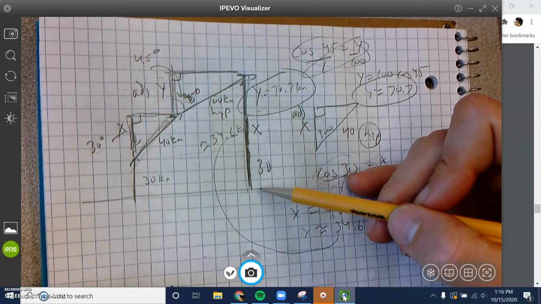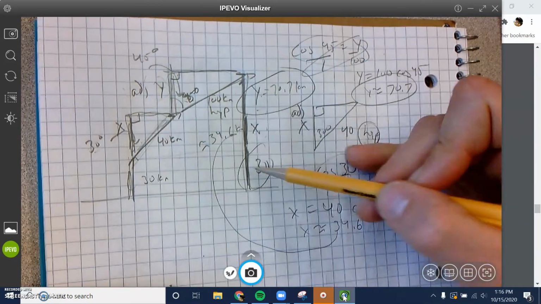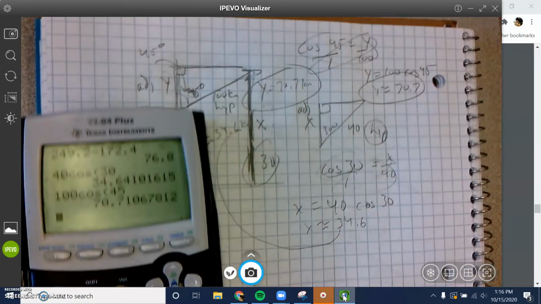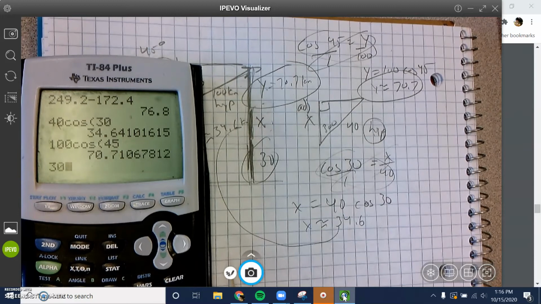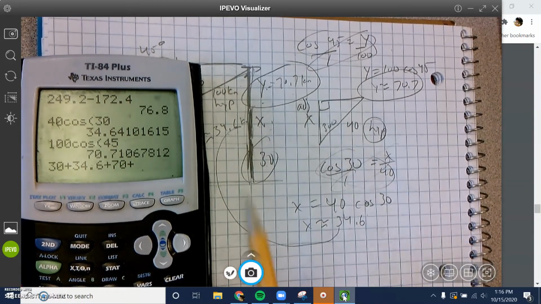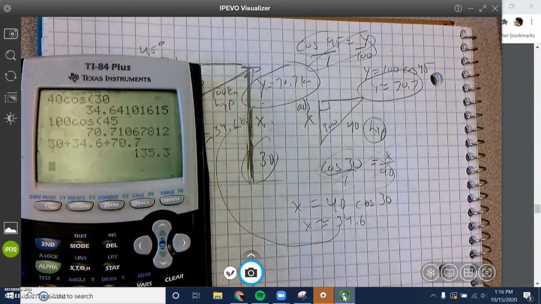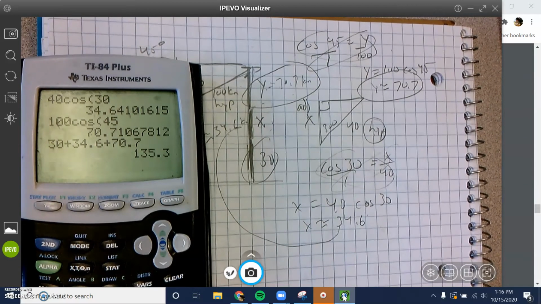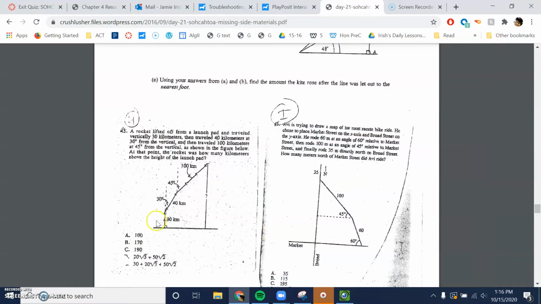So what do you do now? You have to add them up. You have 30, then 34.6, and then 70.7. So 30 plus 34.6 plus 70.7 is 135.3. Now let's look at the answer choices. I don't have that. So what am I going to do? Well, look at D and E.